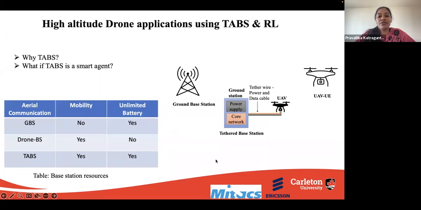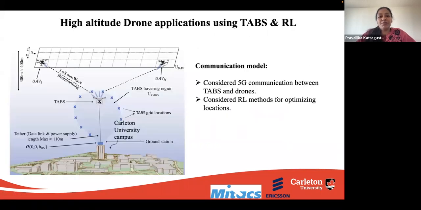So for that, I have considered a tethered aerial base station to provide service to the UAVs, which are drones flying at high altitude. A tethered base station is a base station which has a power supply and core network like a traditional base station, which is connected to the ground station through a tether wire, which is a power and data cable. By using a tethered base station, we can place it on any rooftop building or any remote area where they need proper connectivity to the drones flying at higher altitudes.